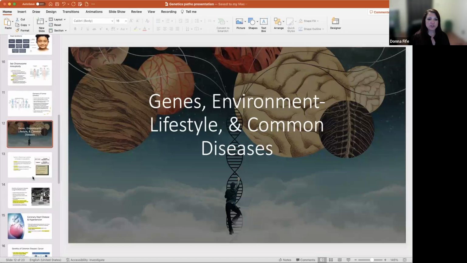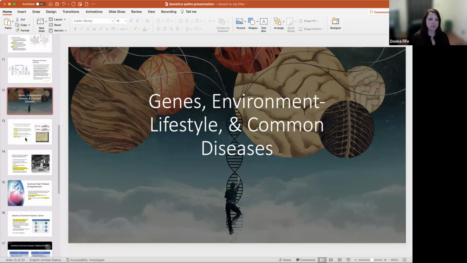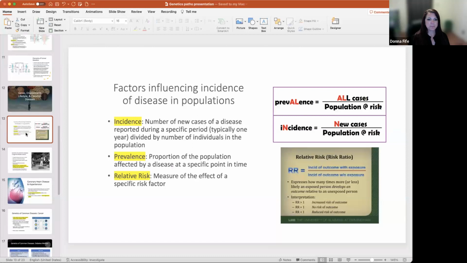We're going to move on to genes, environment, lifestyle, and common diseases: factors influencing incidence and disease in populations. Some of the terminology here: incidence is the number of new cases of a disease reported during a specific period, which is typically 1 year, divided by the number of individuals in the population. Prevalence is the proportion of the population affected by a disease at a specific point in time.